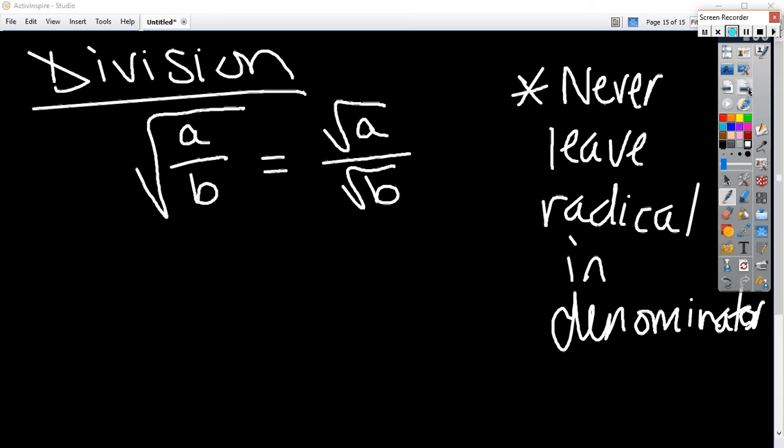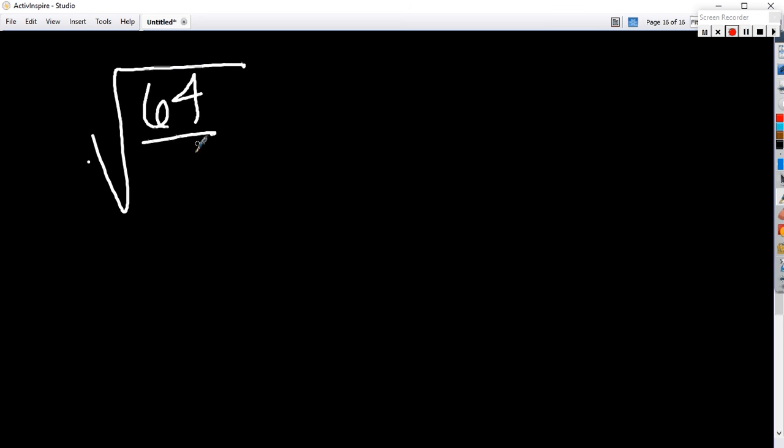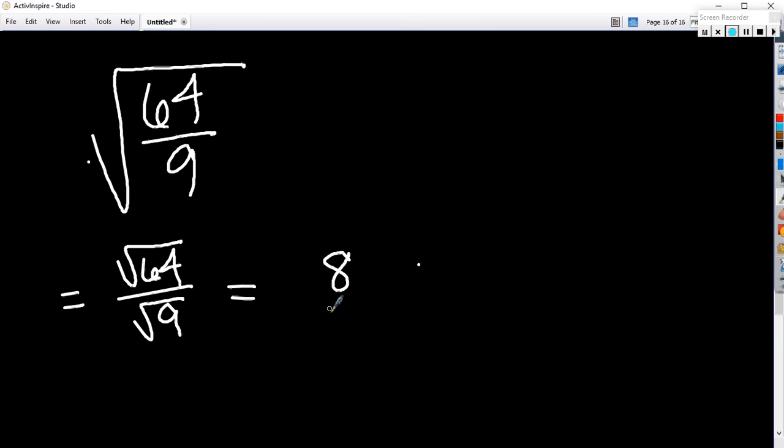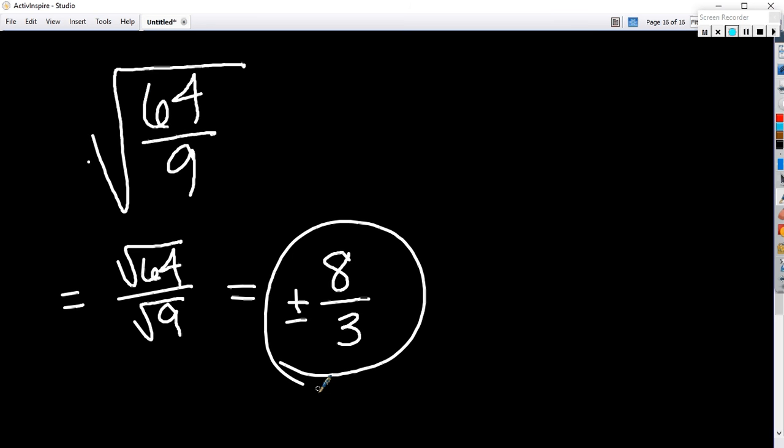Look at a couple of examples. Let's say I had this and I was asked to simplify it. What do you do? Square root of 64 divided by the square root of 9. So now I need to look at simplifying each one of those. What's the square root of 64? 8. And the square root of 9 is, put the plus or minus and you don't have to go any further with that. It's done. Okay? Those were nice and easy because they were perfect squares.